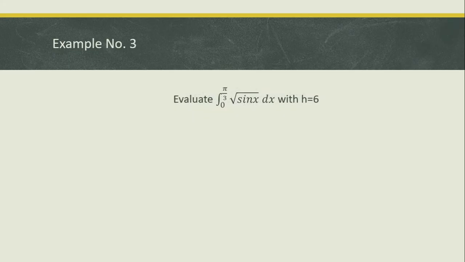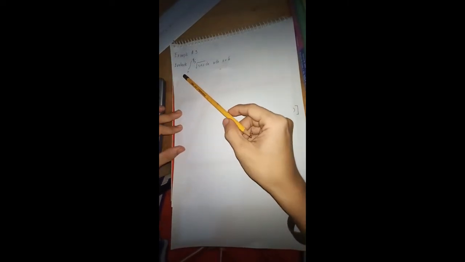Example number 3. Evaluate integration from 0 to pi over 3 square root of sine x dx with n is equals to 6. Punta na tayo ngayon sa ating example number 3. Example number 3 natin ay evaluate integral of 0 to pi over 3 square root of sine x dx with n is equals to 6.